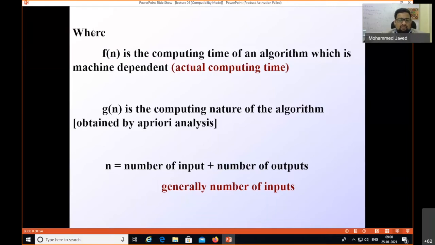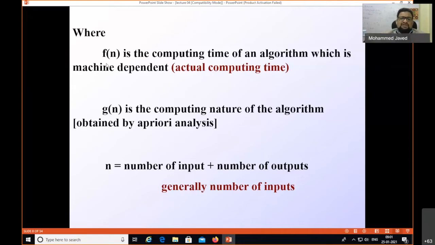Here, in f of n equal to big O of g of n, as I told in the previous slide, f of n is the computing time of an algorithm, which is machine dependent. So f of n is called the actual computing time of your algorithm, right? It is not the theoretical time, but the actual practical running time of your algorithm. And g of n is the computing nature of the algorithm obtained by a priori analysis, whatever we have derived using the number of operations and frequency of operations.